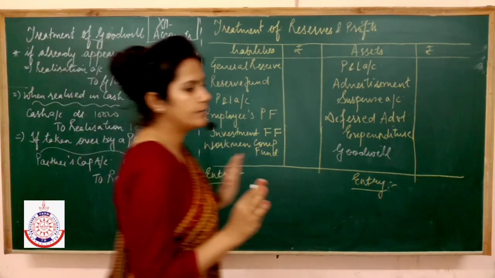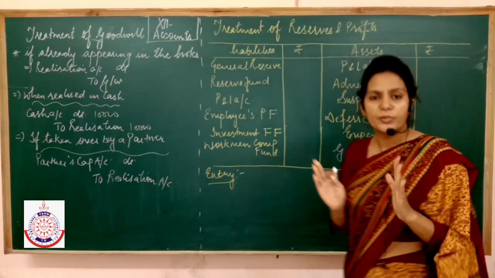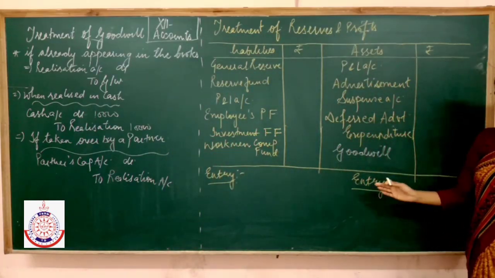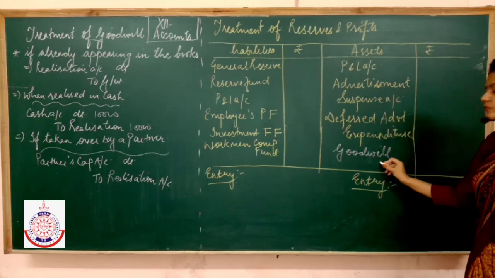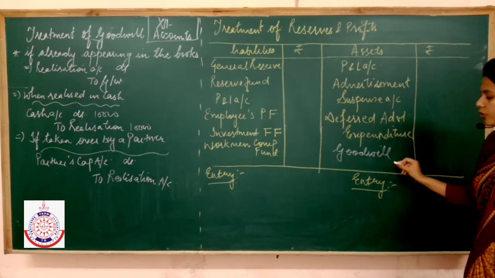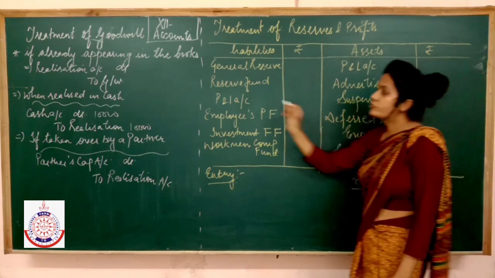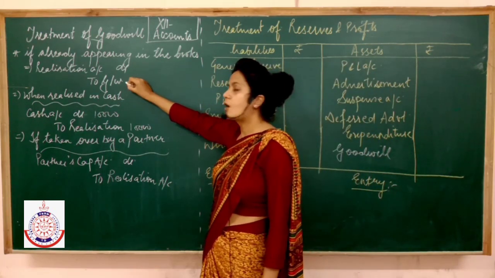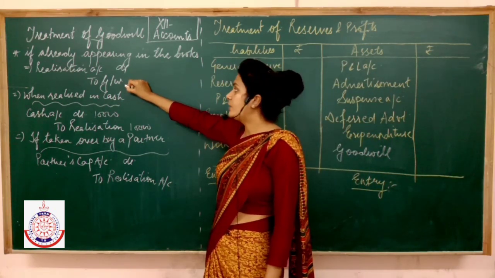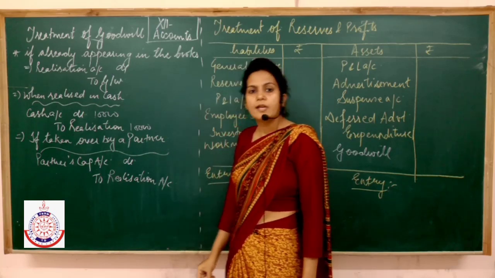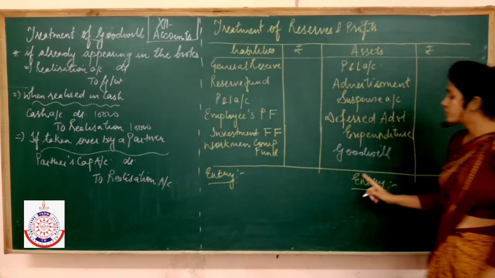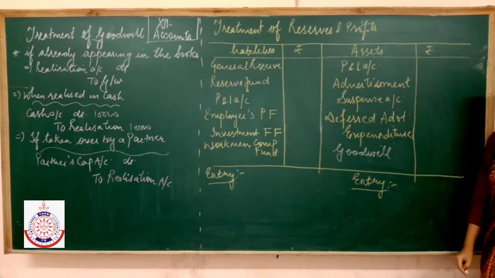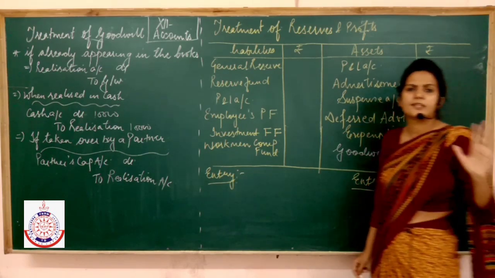I repeat once again, when goodwill is already appearing in the books, meaning when goodwill is given to you on the asset side of the balance sheet, it means goodwill is already appearing. Then you have to transfer the goodwill to realization account by passing this entry and by making its book value 0. Now suppose no goodwill is given to you on the asset side of the balance sheet, then in that case don't pass any entry.